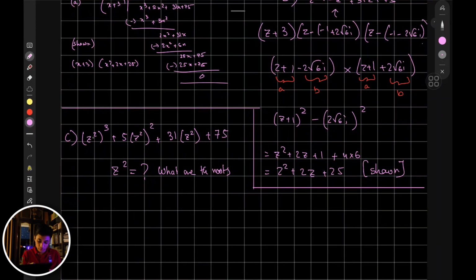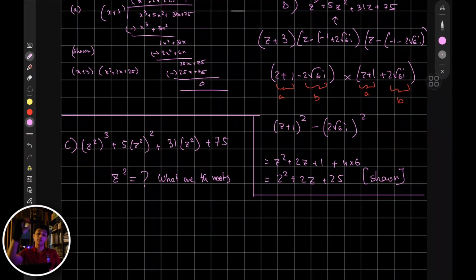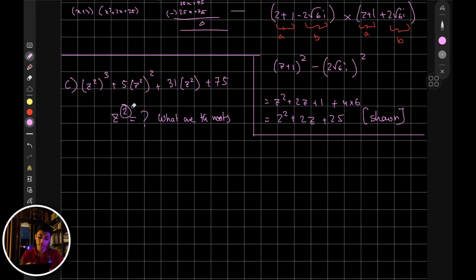But if you take z square, let z square be a, you already know the roots of a, because they have told you x minus 3 is going to be a factor, minus 1 plus 2 root 6i is going to be a root, and minus 1 minus 2 root 6i is going to be a root as well. So those roots are going to be the same in this case. However, there is a power, so you have to calculate for that as well, and that's a pretty long process, and we're going to do that eventually.